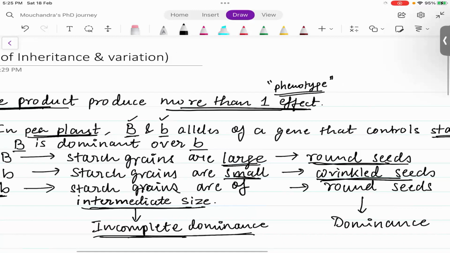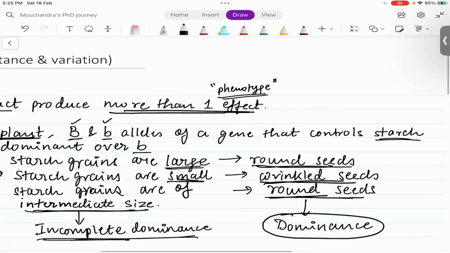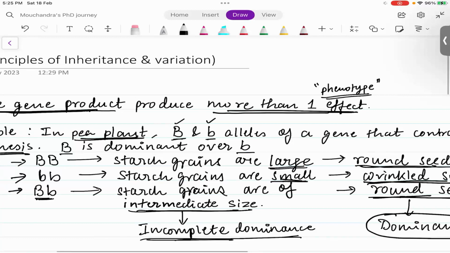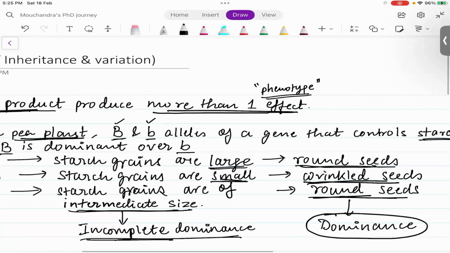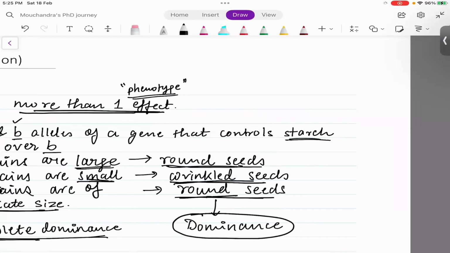But when we see the shape of the seed, it is round for the heterozygous one. So in this case, the concept of dominance is applicable. So for 2 different phenotypes resulting from the expression of only one gene, we see that two types of phenomena are happening. In one phenotype, incomplete dominance is seen for the heterozygous condition or the hybrid plant. Whereas when we consider the shape of the seed, whether it is round or wrinkled, it is showing dominance, right? The capital B is dominant over small b.